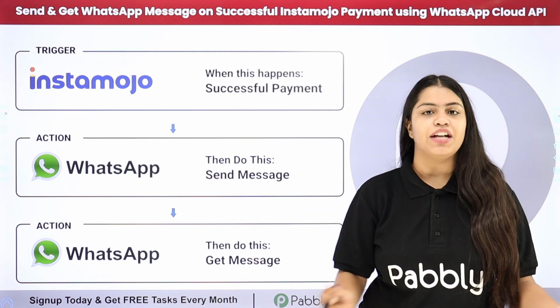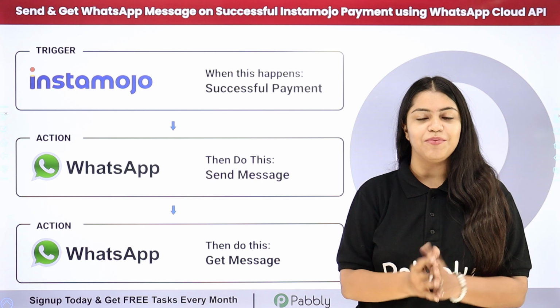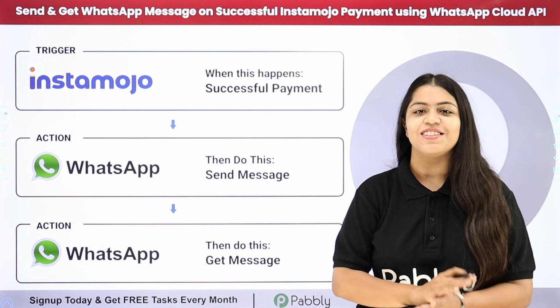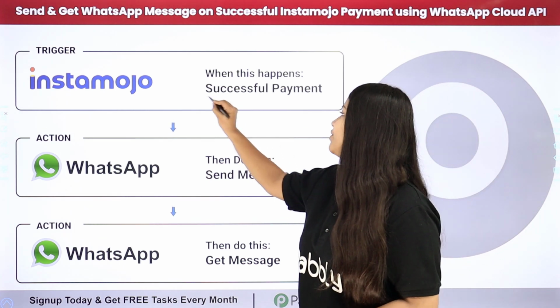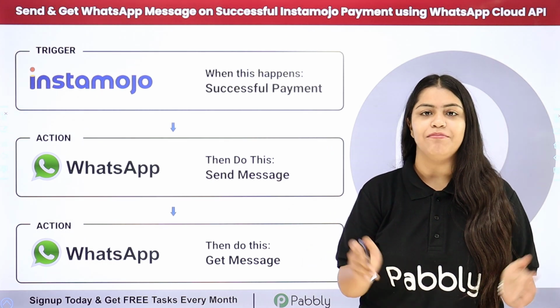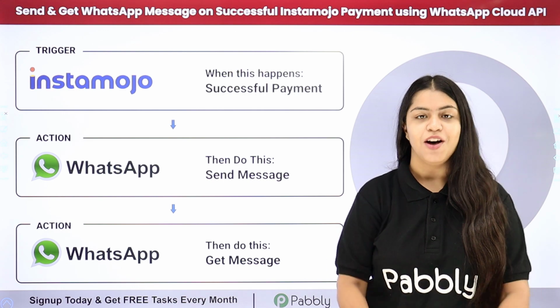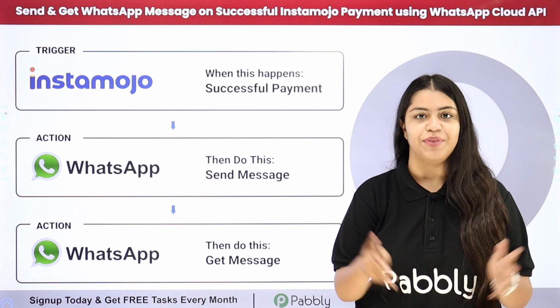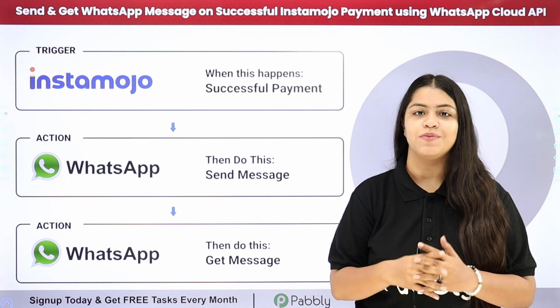So over here I manage a skincare brand and we use Instamojo to sell our products online. So now what I want is that as soon as we receive a successful payment, which is as soon as we sell a new product, automatically my team on WhatsApp should be notified. Also, my customers should receive an automated WhatsApp message which confirms their order.